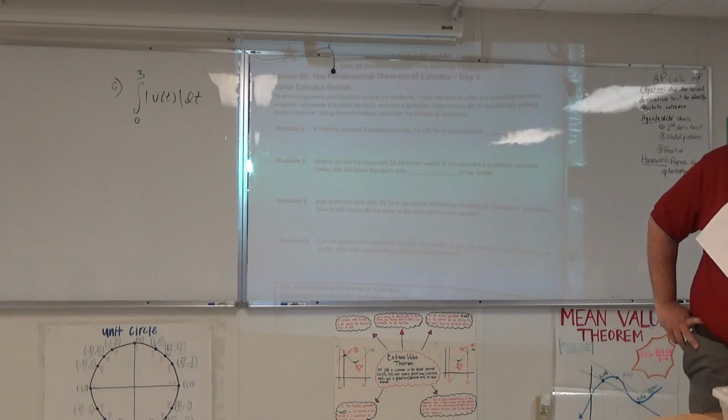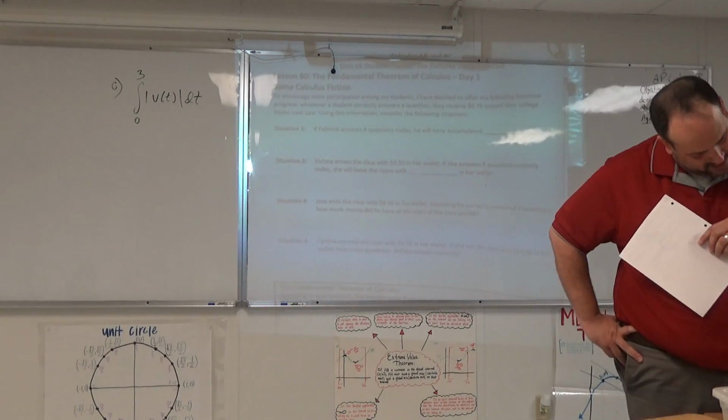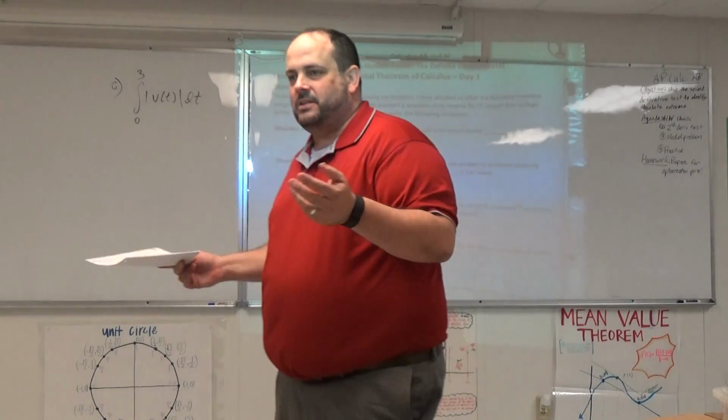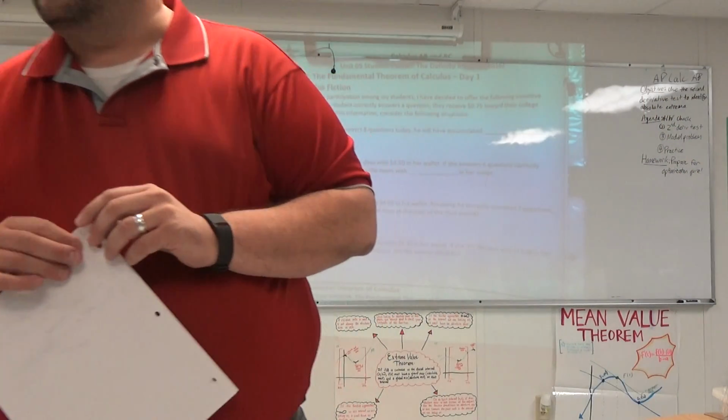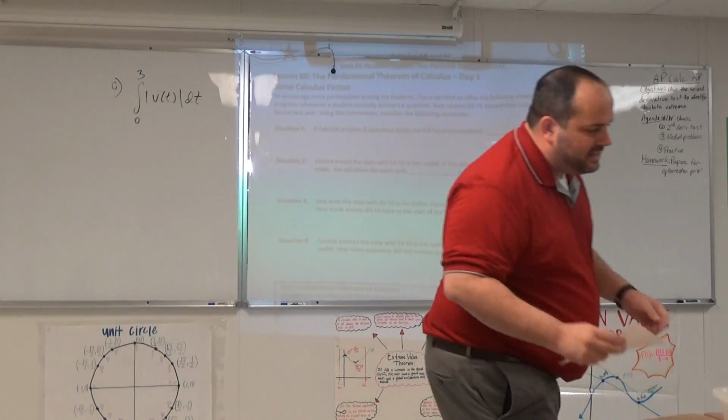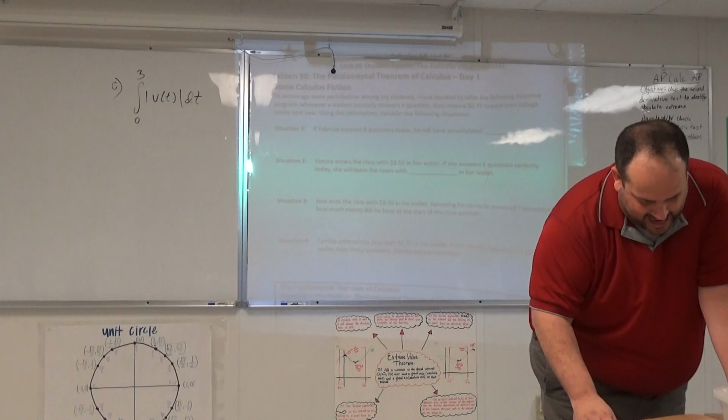Jose ends the class with $9.50 in his wallet. Assuming he correctly answered 7 questions, how much did he have at the start? Carmen, how much? $4.25. And then finally, we've got Cynthia.